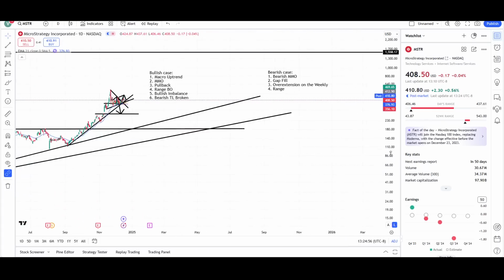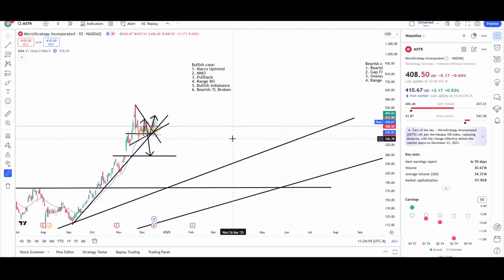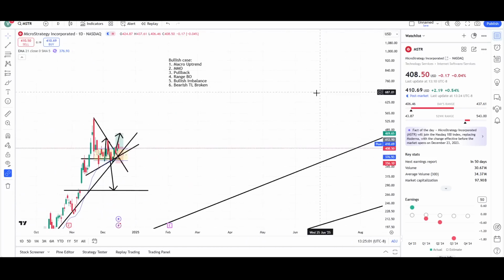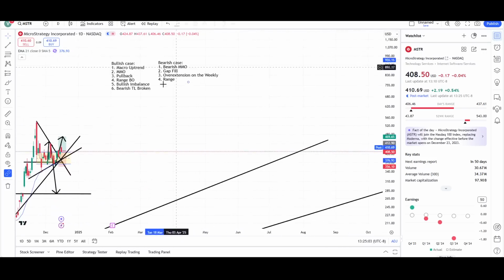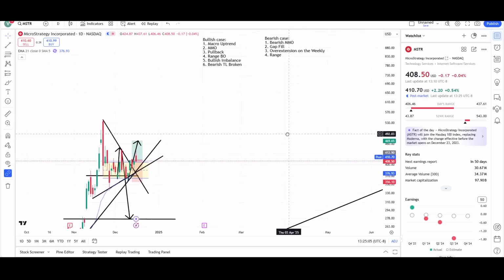Let's go over another bullish case. Well, another bullish case is this was a range breakout. So sometimes a range breakout would be bearish, but in this case, it does look bullish.